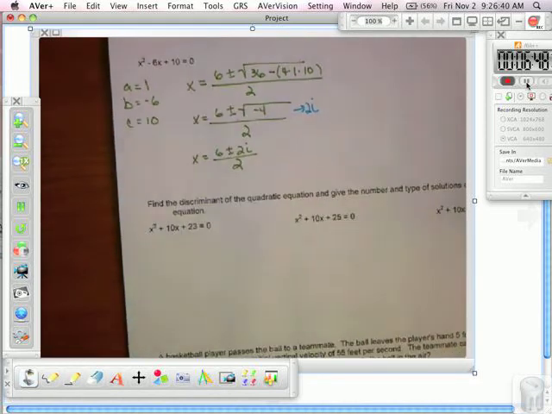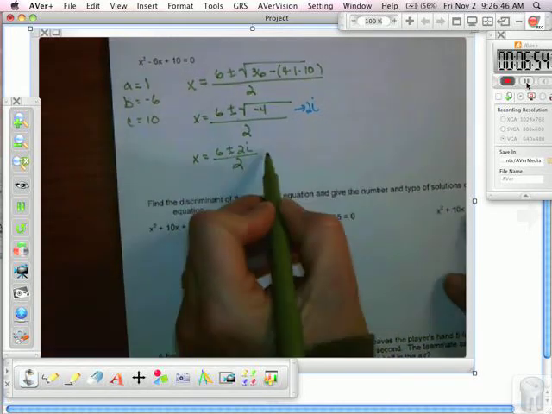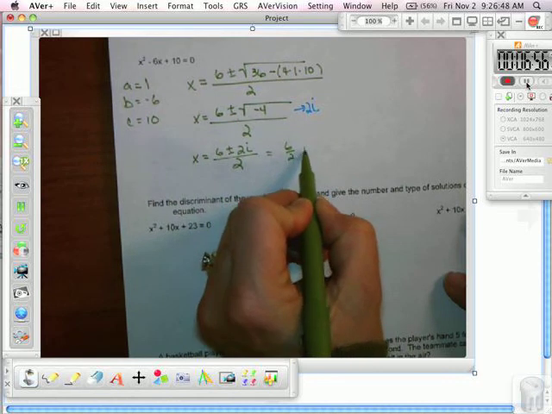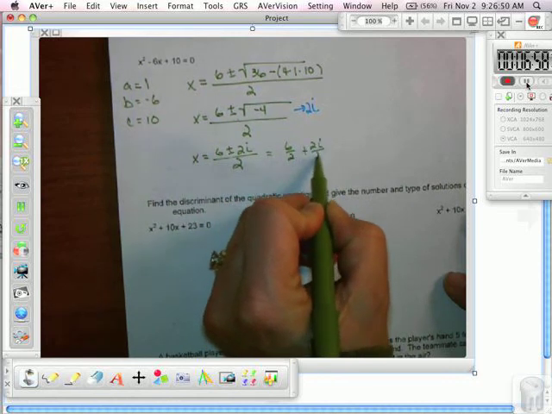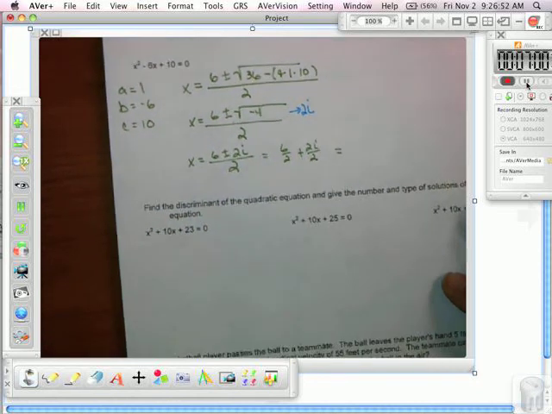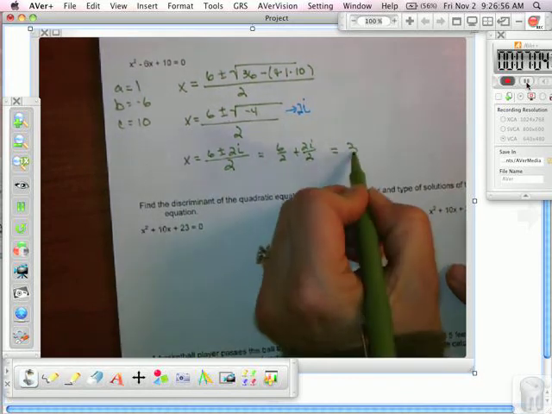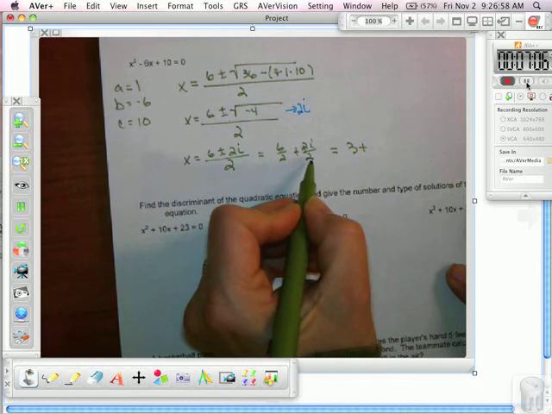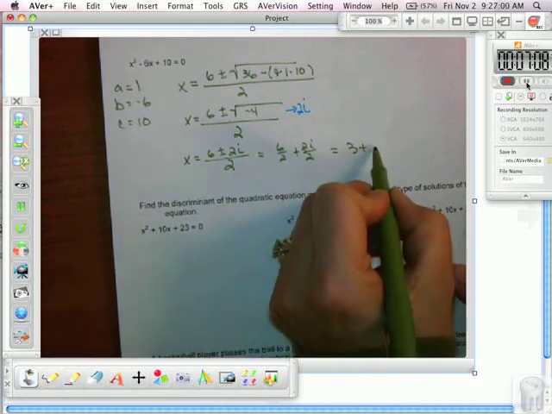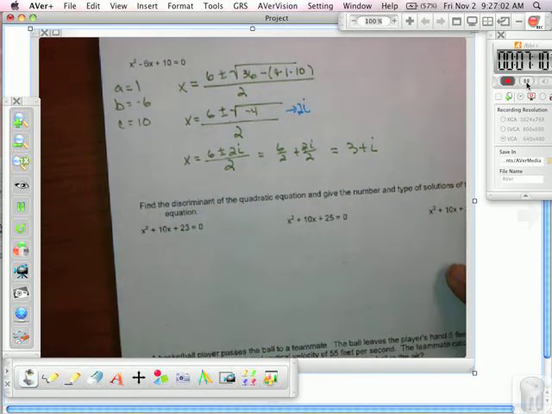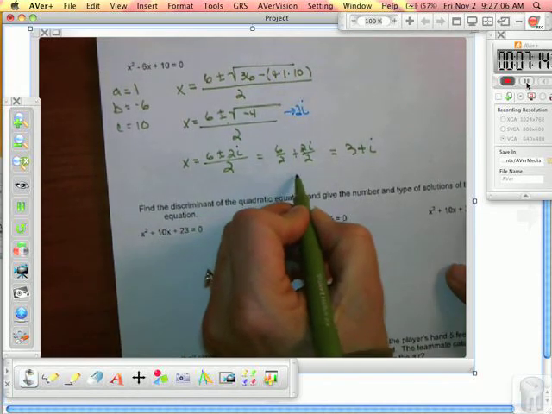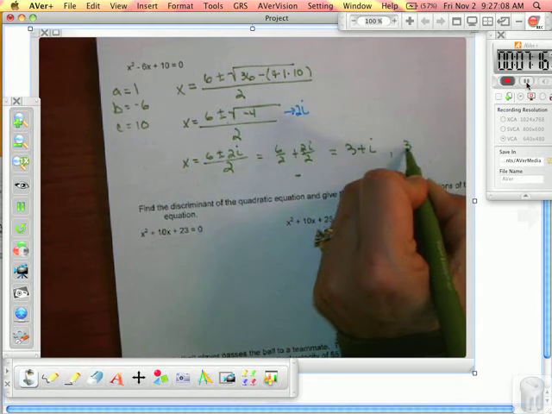But wait! We can take it further than that. What can we do? I can split it like this. If you need to see it, this is what I was going to do. What's 6 divided by 2? 3. 2 divided by 2? 1. So it's just 3 plus i. And then if you stuck in the minus, it would be 3 minus i as well.